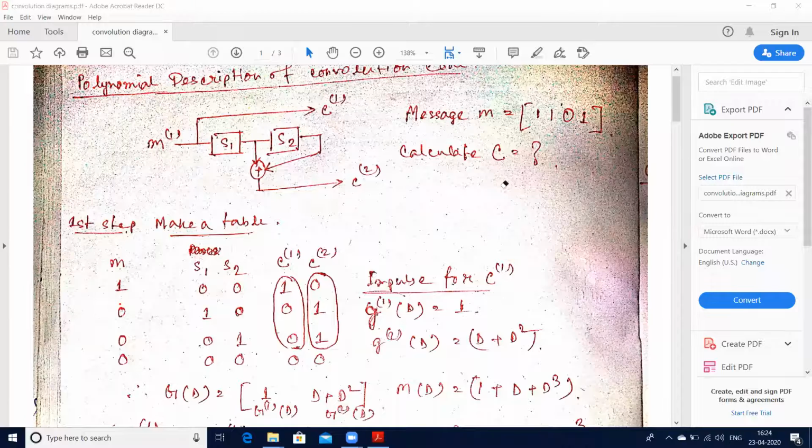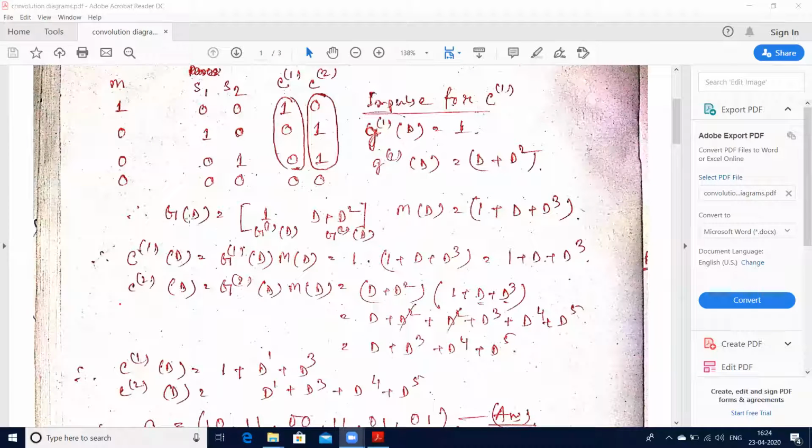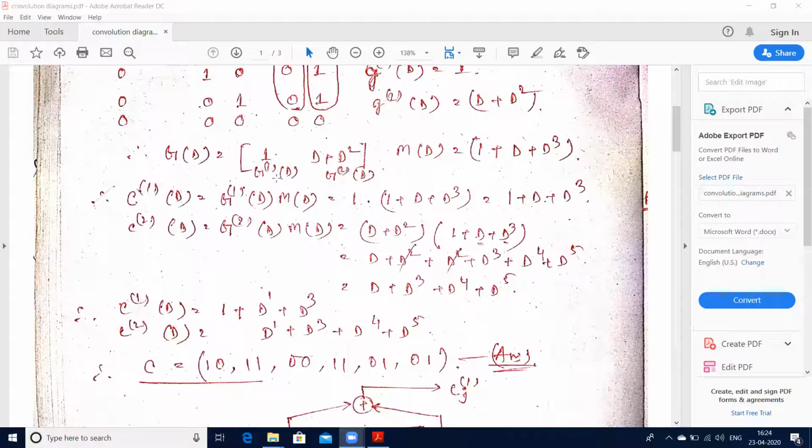Now we have got G(D), the impulse response, and we have got the message. So what to do? We have to just multiply each of G1(D) and G2(D) individually with the message polynomial M(D). Okay. So C1(D) is G1(D) with M(D). C2(D) is G2(D) with M(D). So this is G1(D), 1 is basically the G1(D), and d plus d square is the G2(D). Okay. So 1 multiplied with this message will be the message. So C1(D) equals the message, and C2(D) will be the multiplication of G2(D) with M(D).